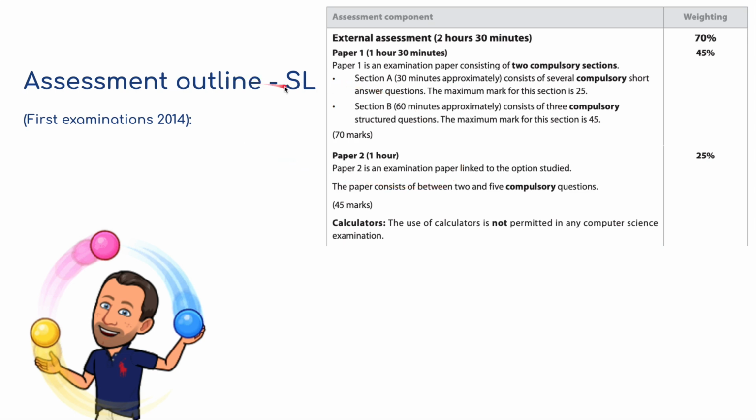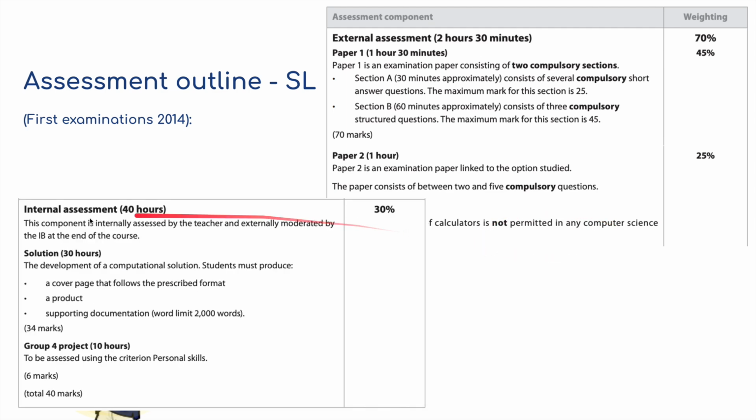We've got the assessment, standard level assessment. The external assessment for standard level is 2.5 hours. Paper one, 1 hour and 30 minutes, 70% of the final mark. So the external examinations for standard level are two papers, which makes paper one, 1 hour and 30 minutes, paper two, 1 hour. As you can see here, paper two, 25%, paper one, 45%, and this is 70% of the overall course. No calculators are allowed, and there's the internal assessment, which makes up the other 30%.